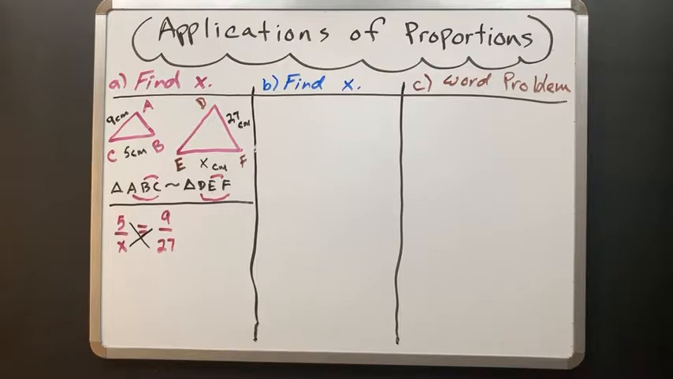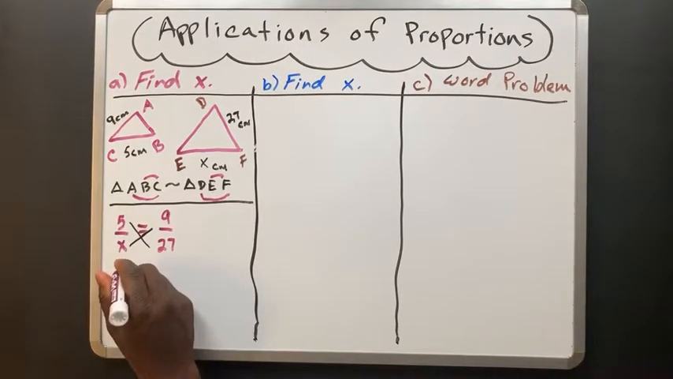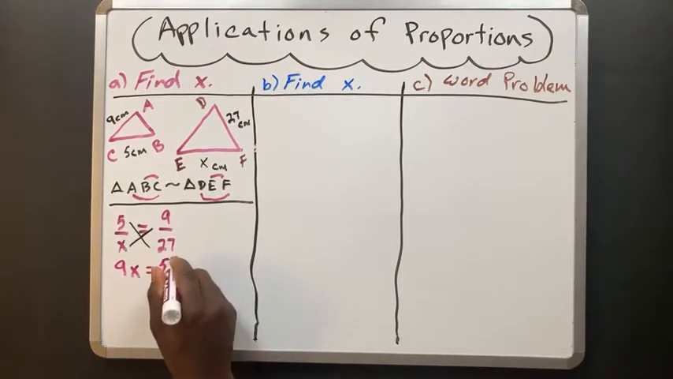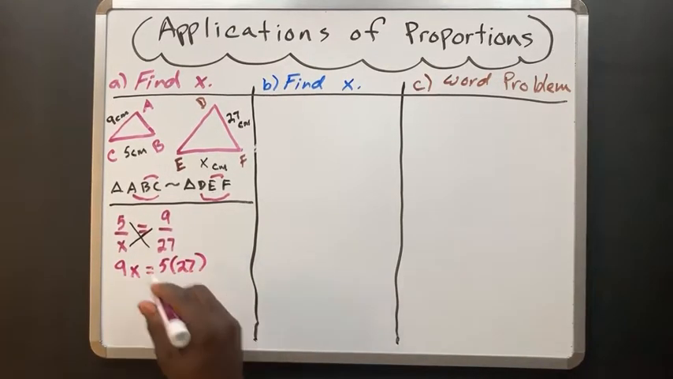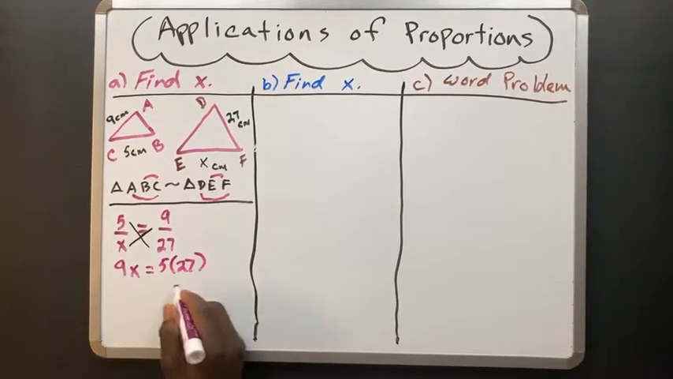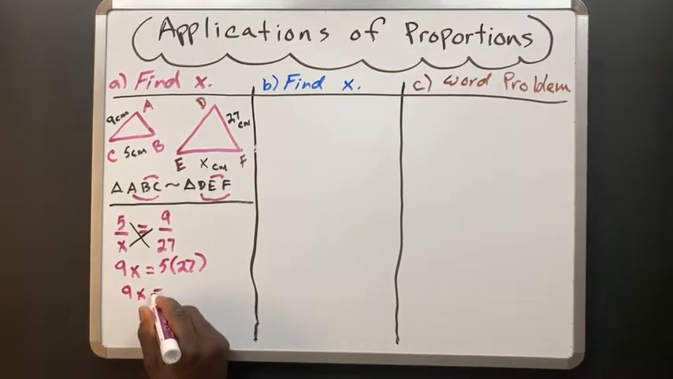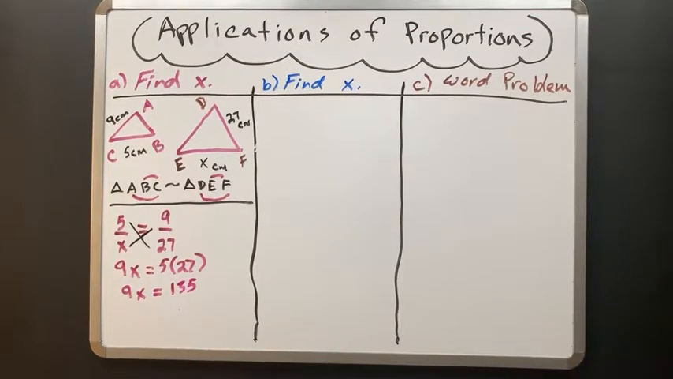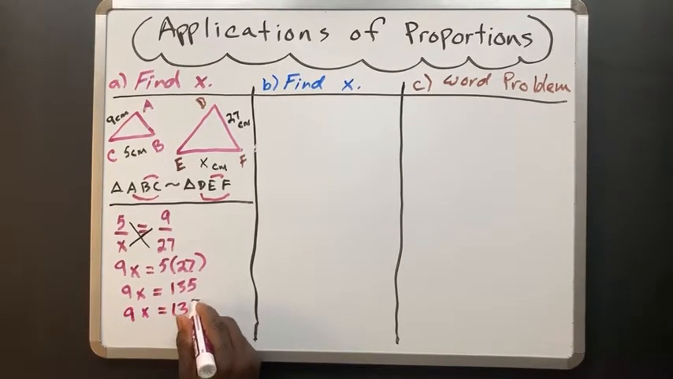So here we go, 9 times X. 9 times X equals 5 times 27. Okay, that's the cross product. And I'm going to write this down again, bring this down again. But let's go ahead and do the math. 5 times 27, that's 135. All right. And then I'm going to write this step again. 9 times X equals 135.